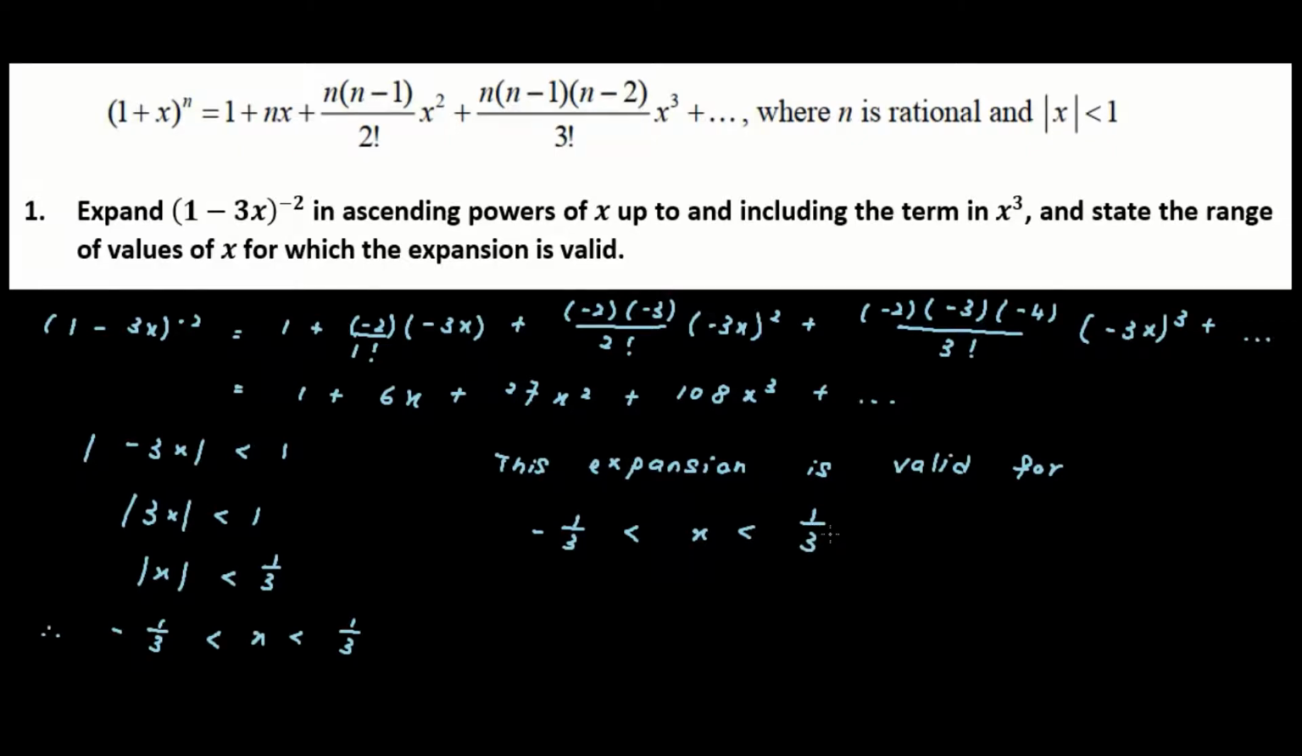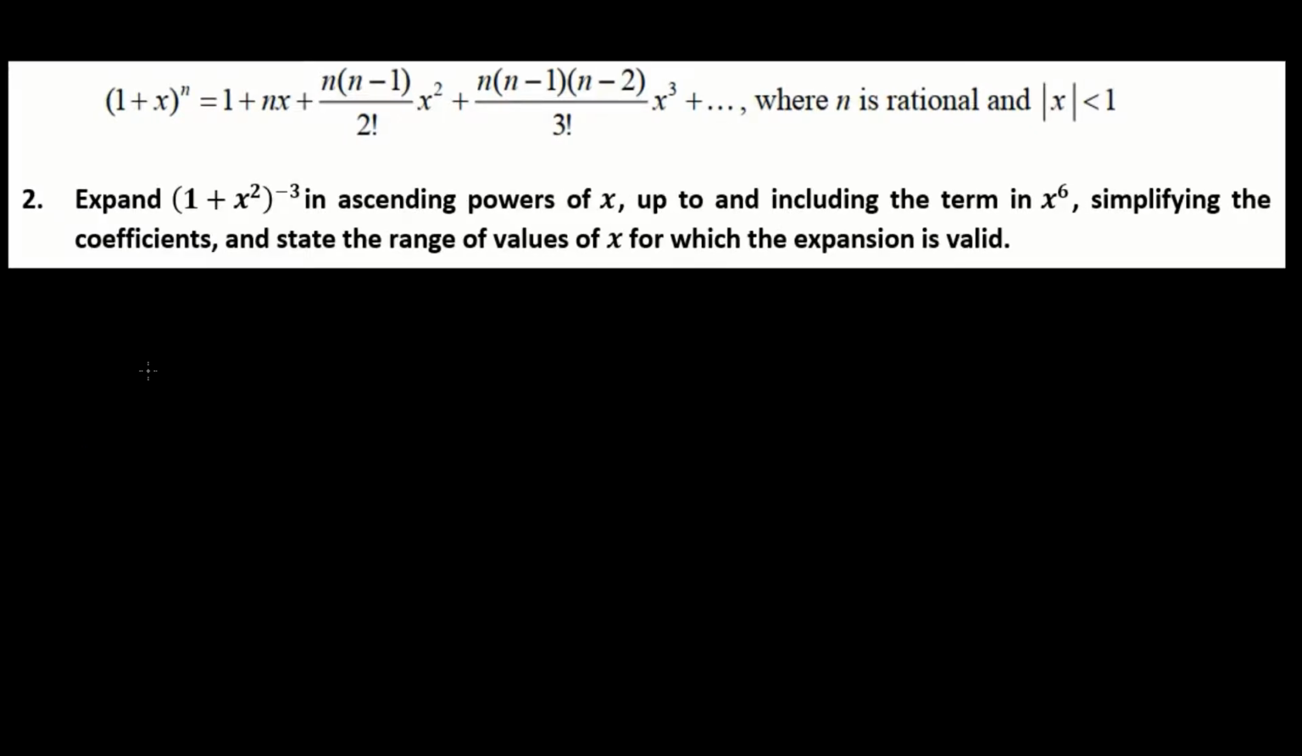Okay, so let's move on to number 2. Expand (1 plus x squared) to the power of -3 in ascending power up to and including the term of x^6, then simplify it. Okay, so same thing, what you need to do is use the formula itself. So let's try to do it without substituting one by one. So you just think of it in such a way, like how we did just now, x squared then -1.